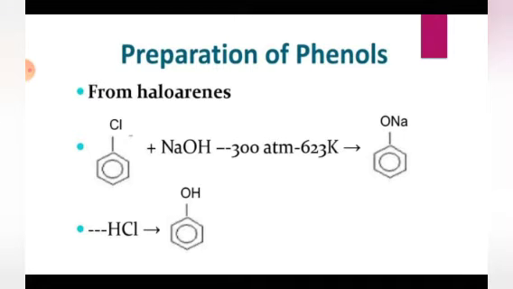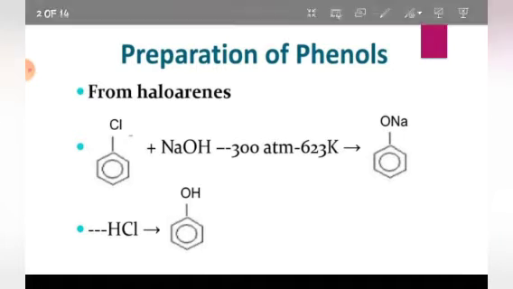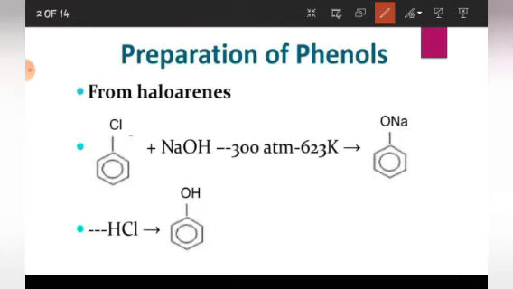The first method is from haloarenes. Now in this, suppose we take any haloarene, suppose we take chlorobenzene. We will react it with NaOH at a temperature of 623 Kelvin and pressure of 300 atmosphere. You need to remember that chlorobenzene is treated with NaOH at 623 Kelvin and 320 atmospheric pressure.